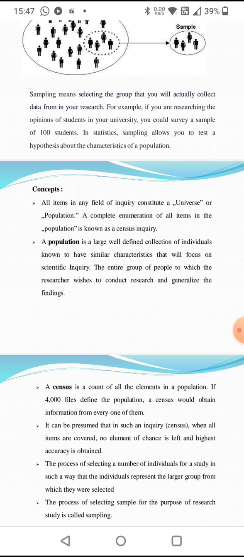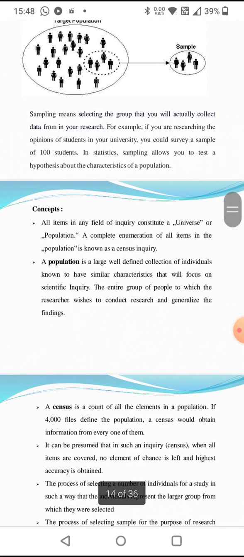Sample designs are basically of two types, that is non-probability sampling and probability sampling, right? Under probability sampling you have simple random and complex random, that is stratified, systematic and cluster sampling. Whereas under non-probability sampling, you have convenience sampling, judgmental sampling and quota sampling, right?